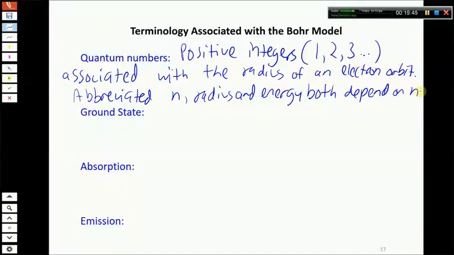So when we say ground state, what we mean is n equals 1, and that's the lowest energy orbit. That's going to be, as we'll see, the closest radius to the nucleus, and it corresponds to the lowest energy of the electron.